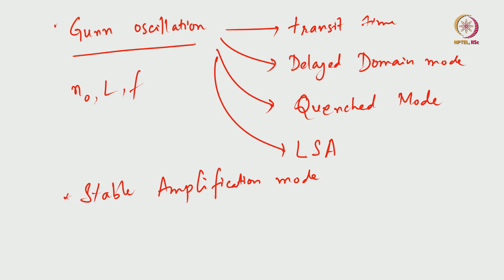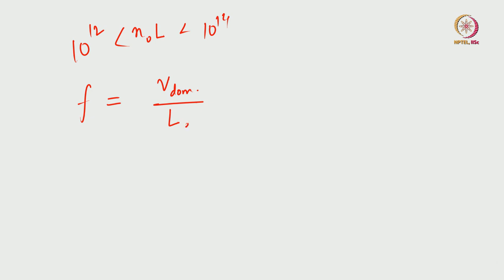Okay. So if I come to the Gunn oscillation mode first, typically it is observed if your sample doping times the length of the sample is in the range of less than 10 to the power 14, but more than 10 to the power 12. So your space charge domain will move from cathode to anode. And the frequency of oscillation of this kind of diode is given by the domain velocity divided by the effective length that it travels.